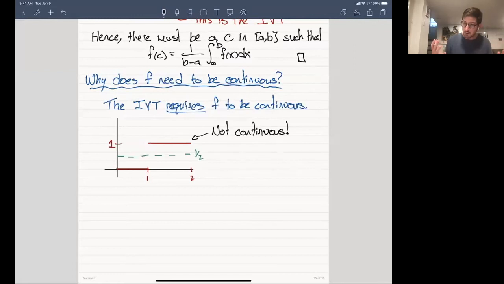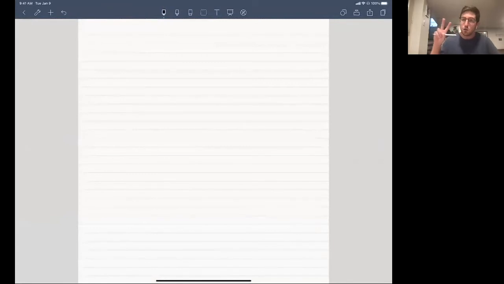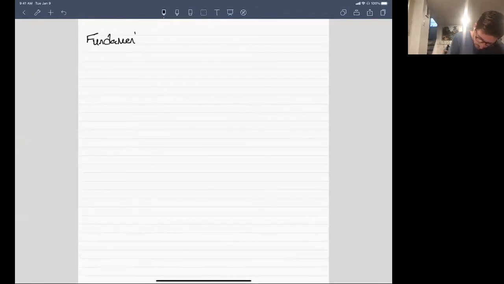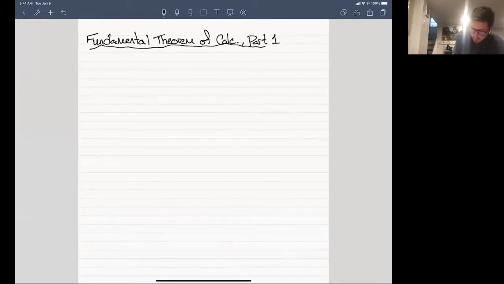So let's go ahead and do that. Let's introduce the fundamental theorem of calculus. It typically comes in 2 parts. We're going to break it up into those respective parts, and we're going to start with part 1. So let's say this is the fundamental theorem of calculus, part 1. And this is very, very typical. A lot of people break the fundamental theorem into 2 different pieces.